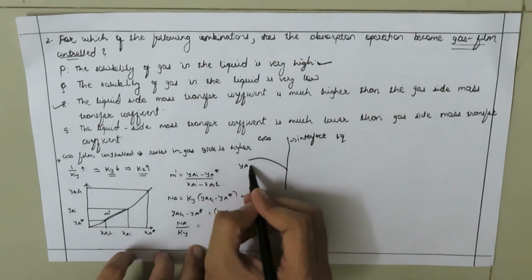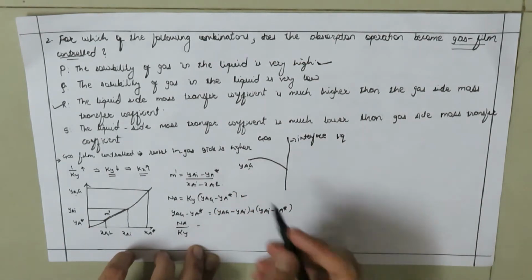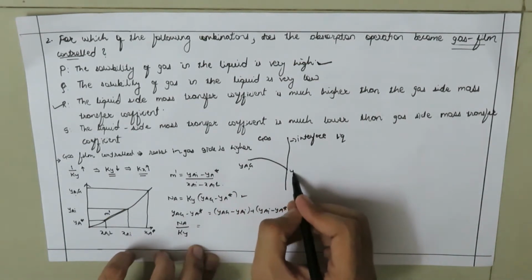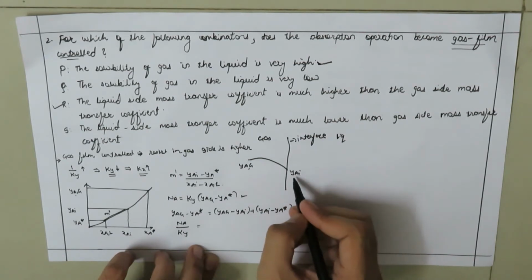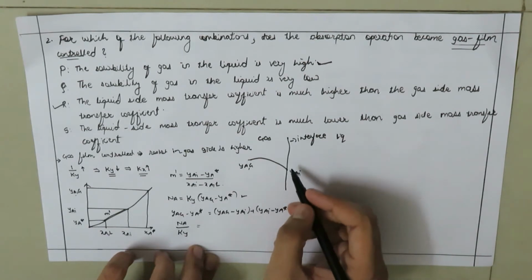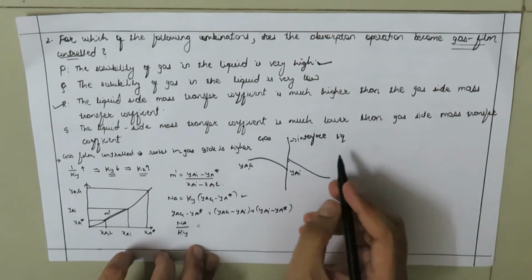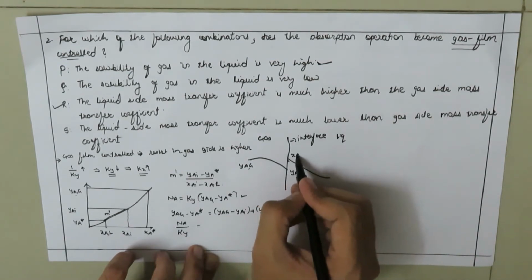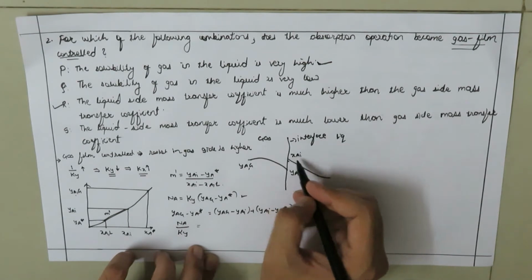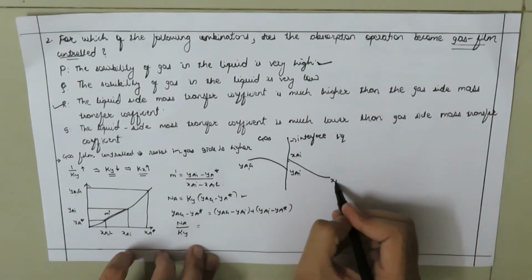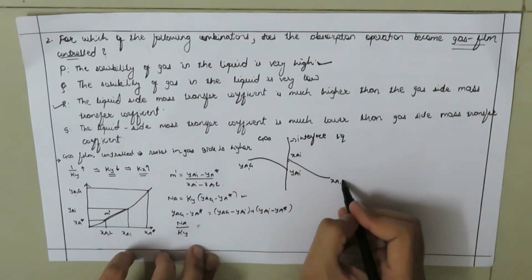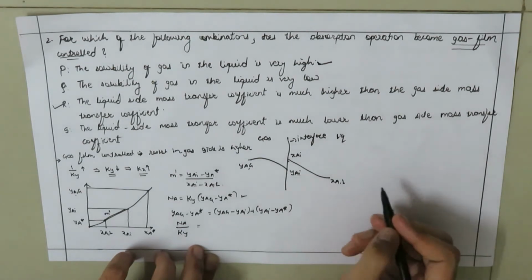This will be yAG, that is the molar fraction of the component A in the bulk gas, and this will be yAi, that is the molar fraction of the component A at the interface in gas. And here we have some of the curve, something like this. This is the molar fraction of the component A at the interface in liquid, and this is the molar fraction of the component A at the bulk liquid xAL.